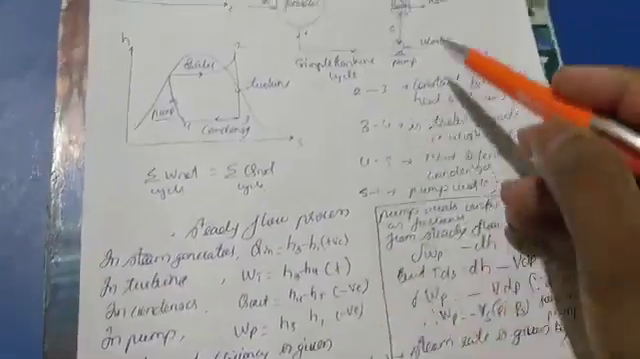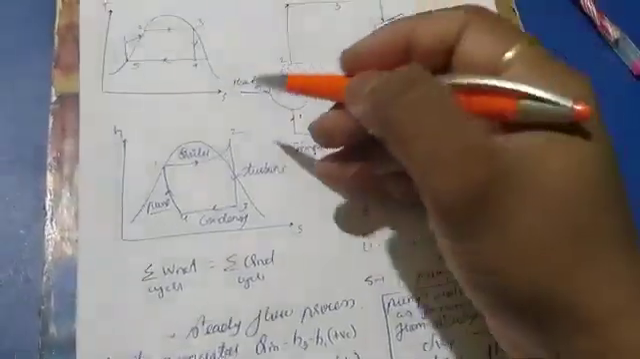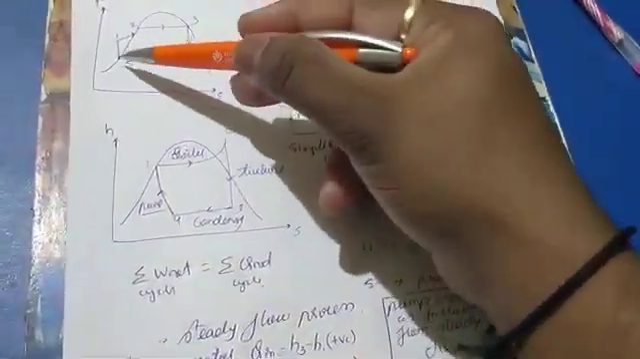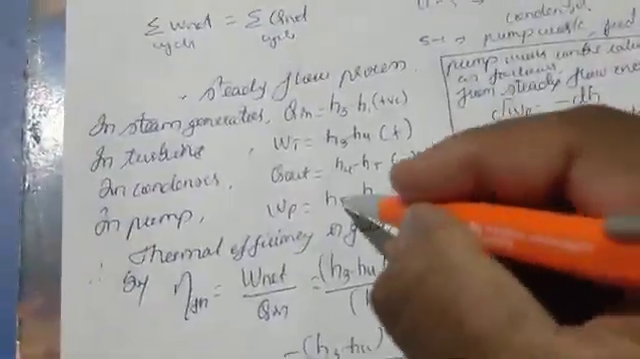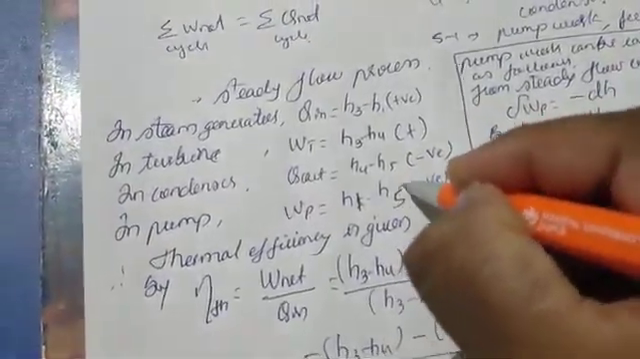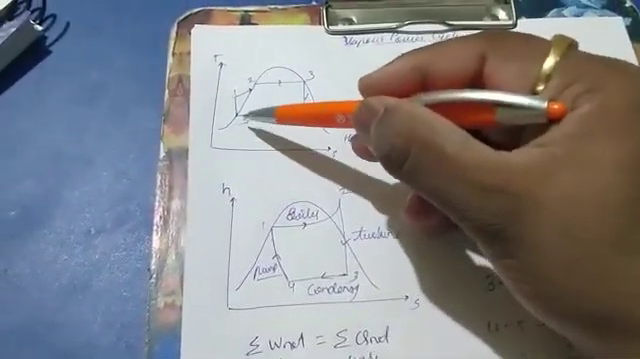Pump work, H5 minus H1 here. Yes, H5 minus H1. It should be H1 minus H5, sorry. Here, H1 minus H5. You can see over here, this is higher and this is at the lower end. This is the condition. Then what we need to find is the thermal efficiency in the given process.